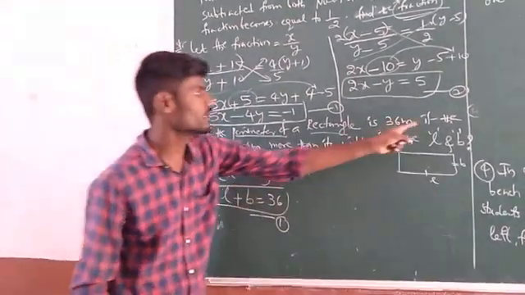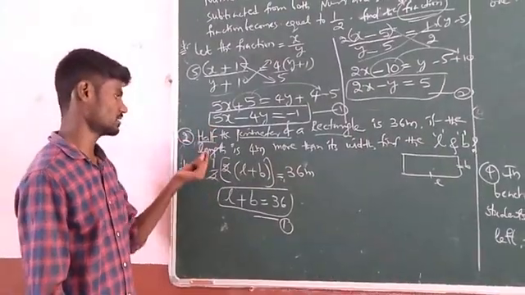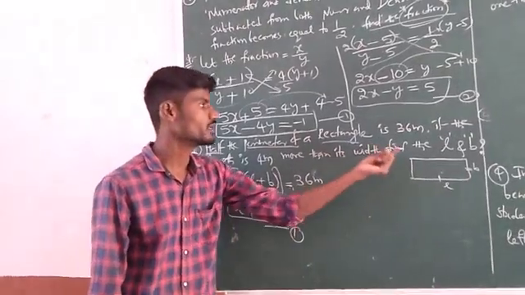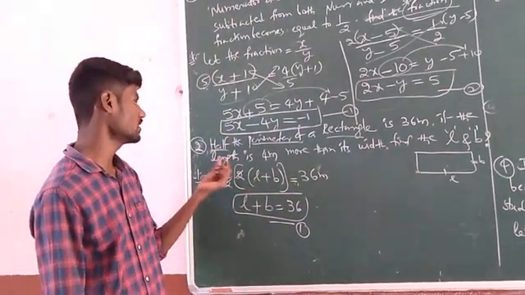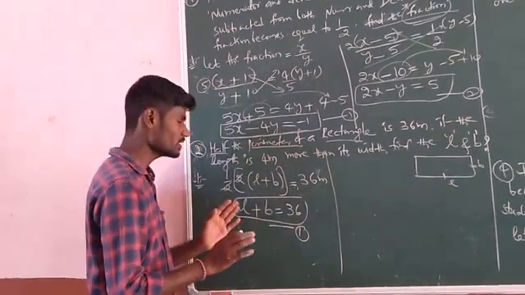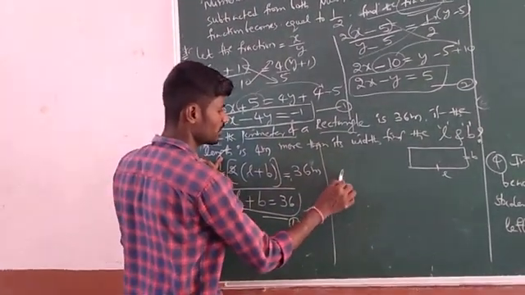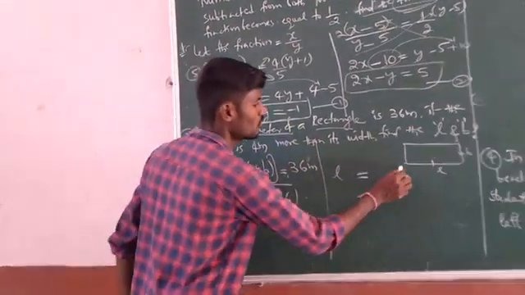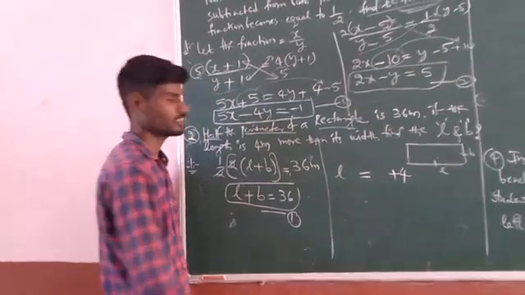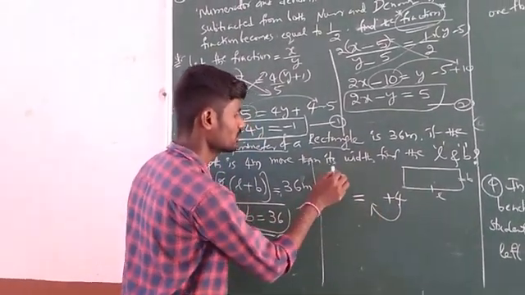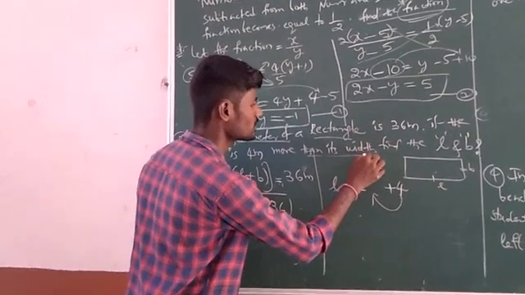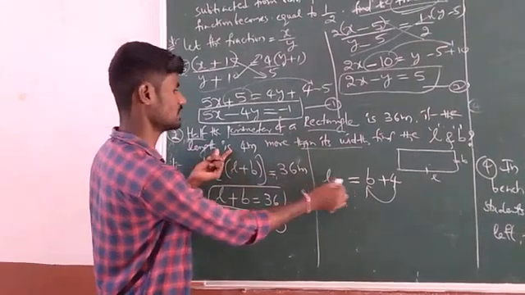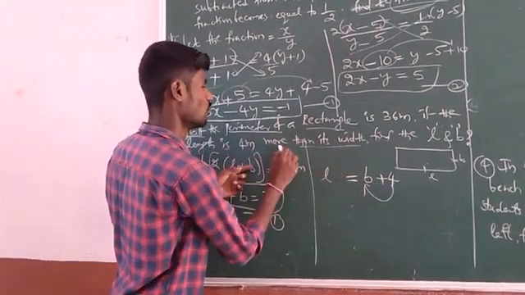Next condition: the length is 4 meters more than its breadth. Width or breadth, both are the same. Find the length and breadth. So see here, easy. Length is L. 'Is' means equal. 4 meters more means plus 4. 4 meters more than what? Than its width. Width means B, which you have taken. Have you understood? Length is equal to 4 meters more than breadth.